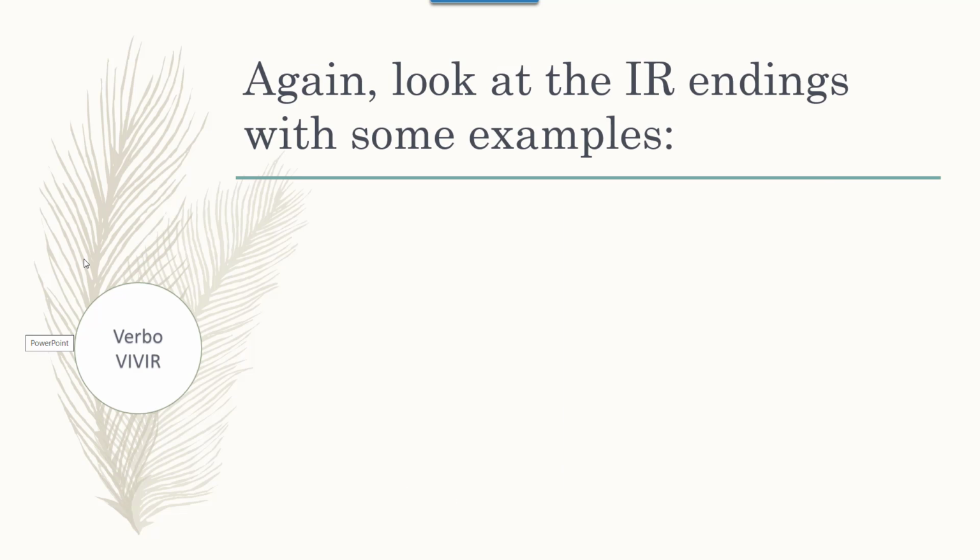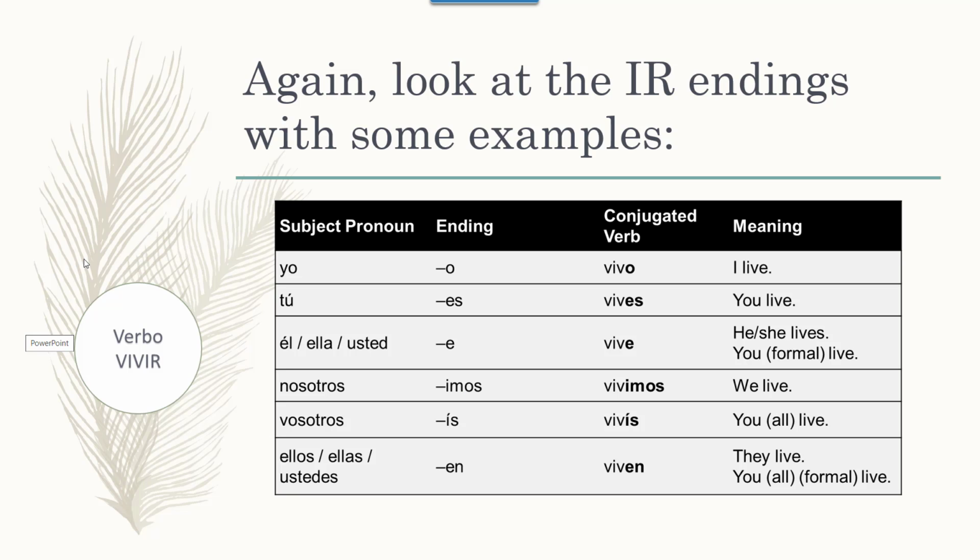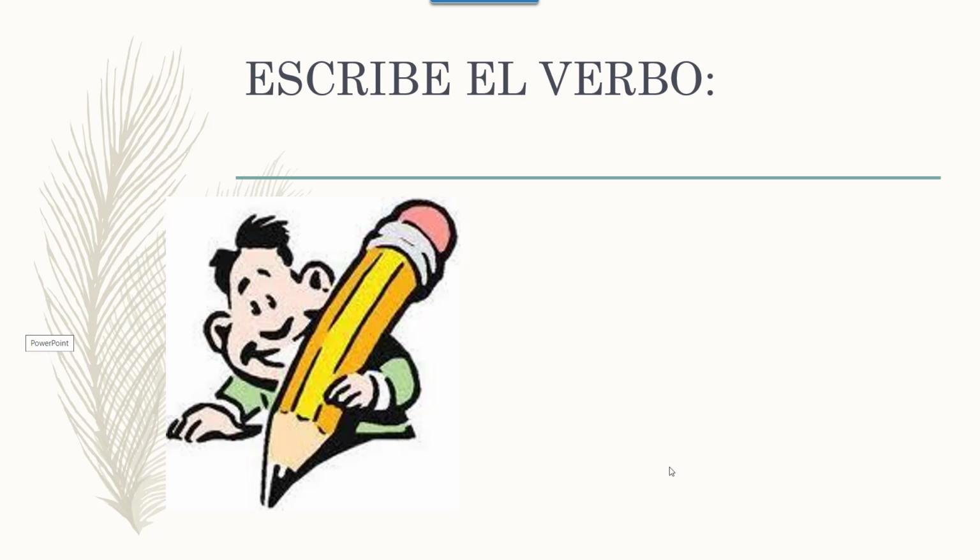Let's look at verb vivir. Vivir. Again, with this table, you can see the endings for all of the forms. The example with the verb vivir, vivo, vives, vive, vivimos, vivís, viven. And the meanings in English. And again, a couple examples here.